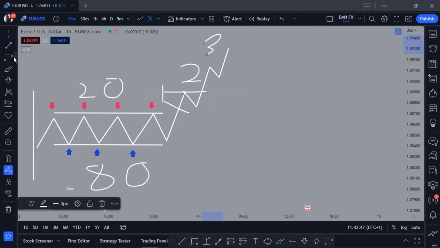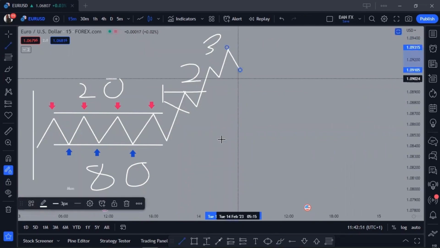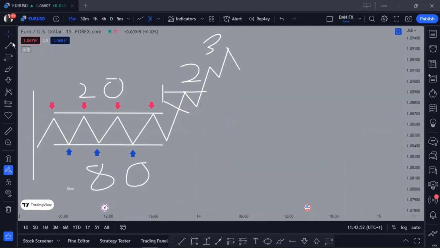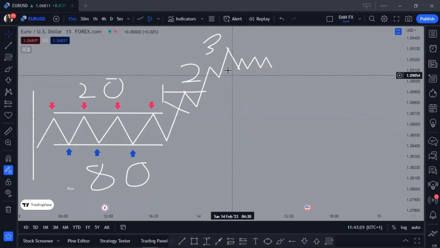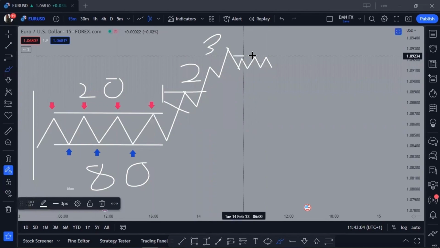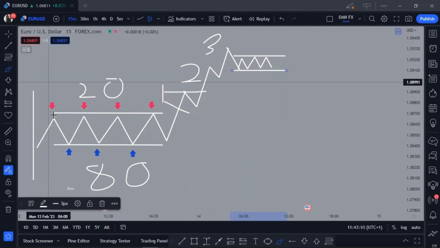Forgive my drawing. Now, what usually happens is on this third push, they'll make a pullback like this. Once they make this pullback, they'll begin to consolidate. Now, this consolidation is done on purpose. What it does is it creates another liquidity, right? So what they basically did here, they're going to repeat it here too.